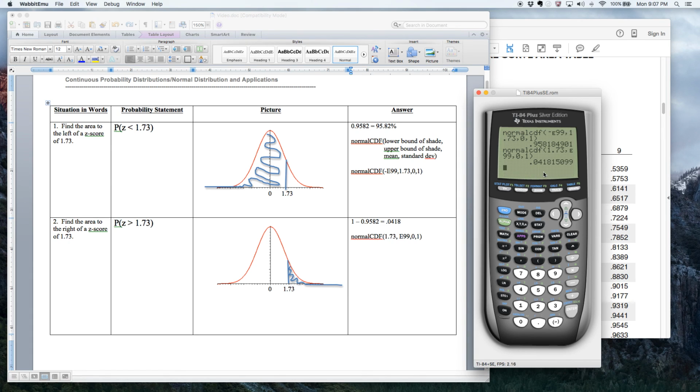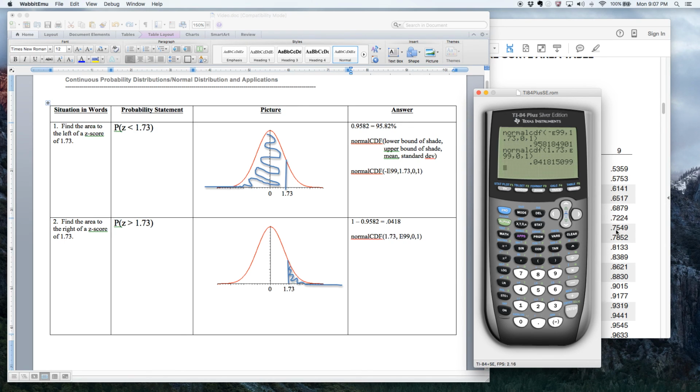Now, naturally, once you have this answer here, you're not typing any kind of normal CDF statement to get this answer. I mean, you're just going to use common sense at this point. What I'm doing right now is showing you that second question as if it were a standalone question. What would you do? How would you work that problem using the calculator rather than having to go to the table?